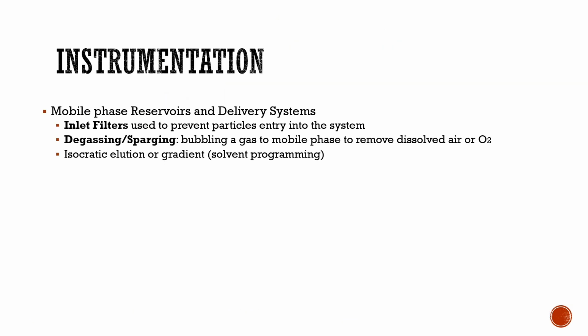So for the mobile phase reservoir and delivery system, sometimes they put inlet filters. This is to prevent particles from entering the system. You will hear the term degassing or sparging, which causes bubbling in the mobile phase to remove any dissolved air or oxygen. You have to maintain the quality of the mobile phase as long as you can by using these ways. You can use isocratic elution or gradient elution.